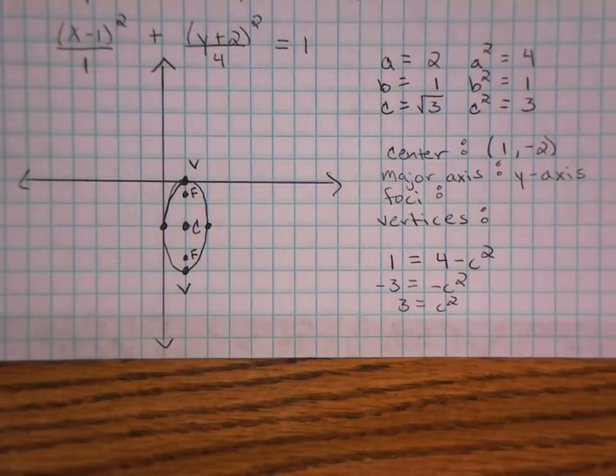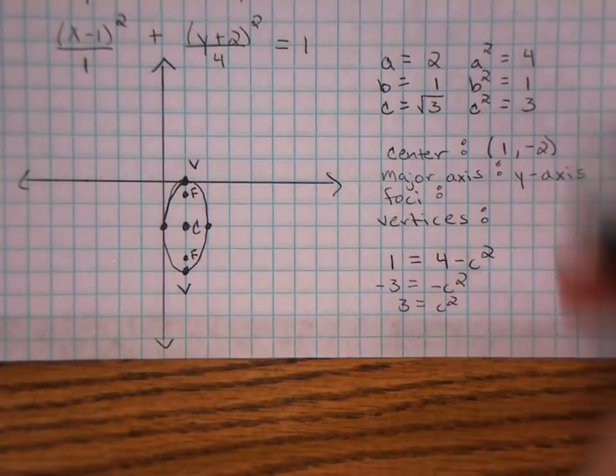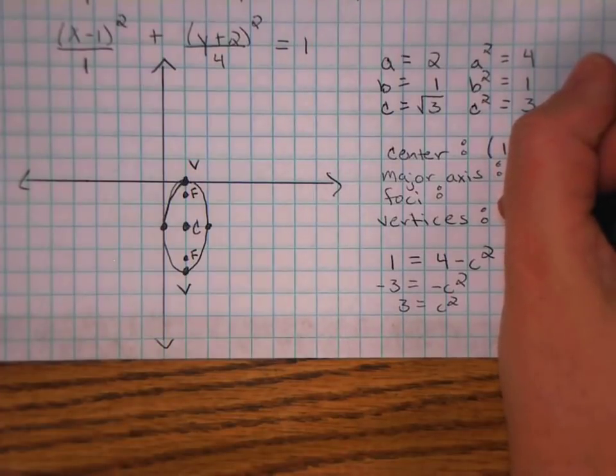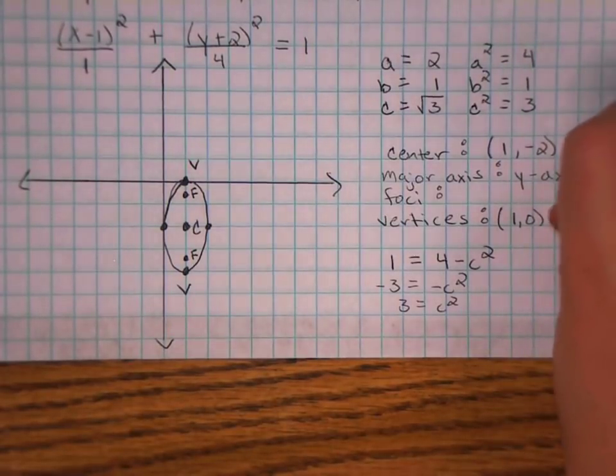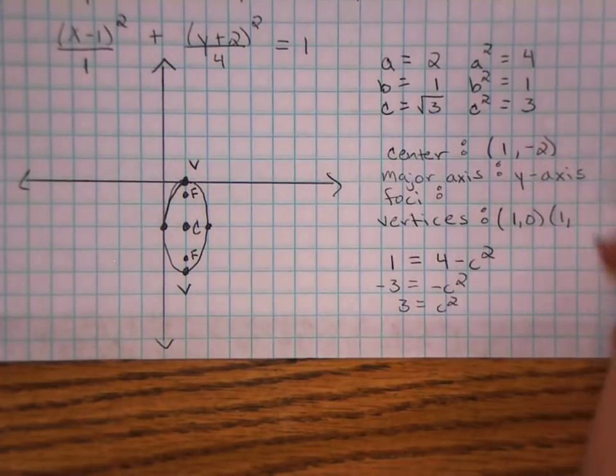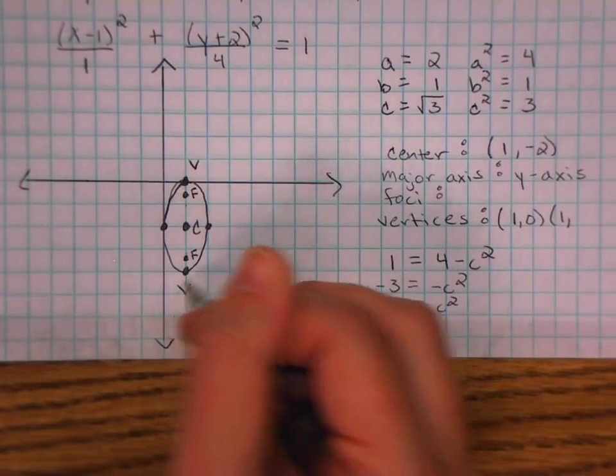And then if I want to actually list my foci and vertices, the vertices are pretty easy spots to locate. Looks like I have a vertex at 1, 0. And I have another vertex at 1, that's 1, 2, 3, -4.